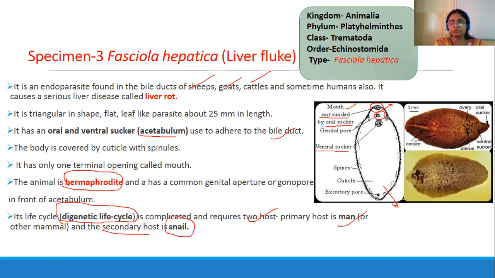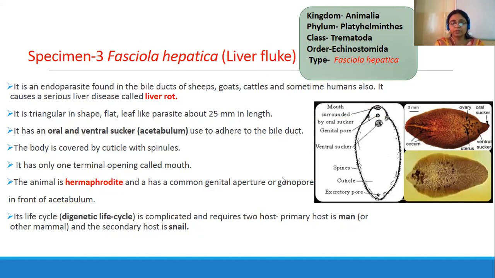Now we don't have the specimen of it, only the virtual images we will see. So how will you identify it? It is a leaf-like flattened structure, which is called a Fasciola. The whole body is covered by the cuticle, and two suckers are there. One oral sucker surrounding the mouth, and one ventral sucker. On the basis of it, we have identified it as a Fasciola.